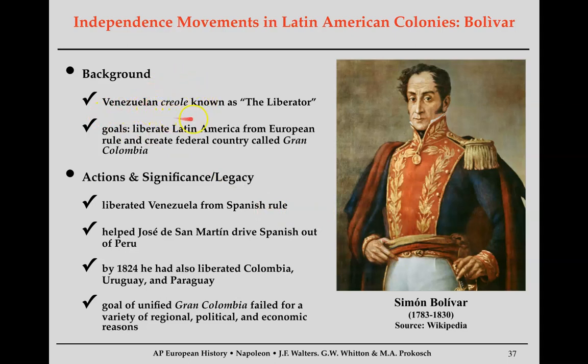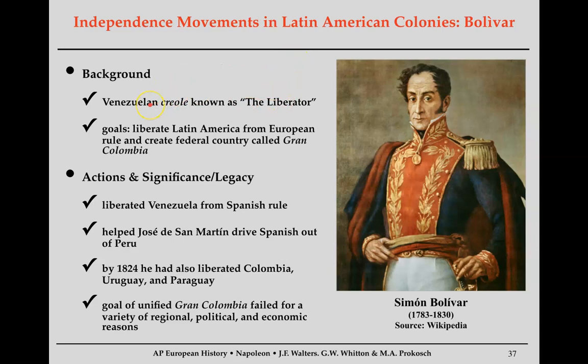By and large, really the exception was Toussaint Louverture, because he was a former enslaved person. The people leading the Latin American revolutions were Creoles. Again, they were not born in Europe, but they were born to Spanish or Portuguese parents.